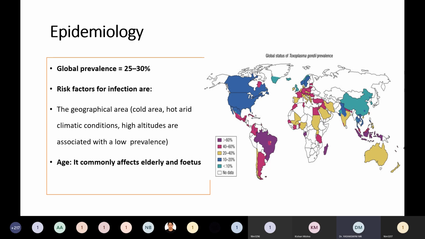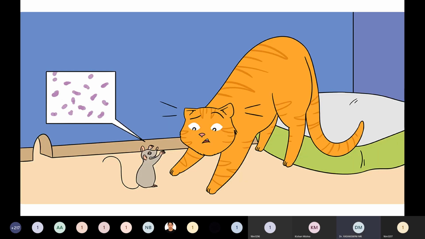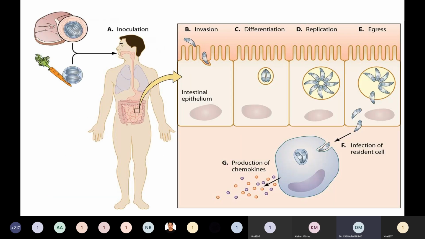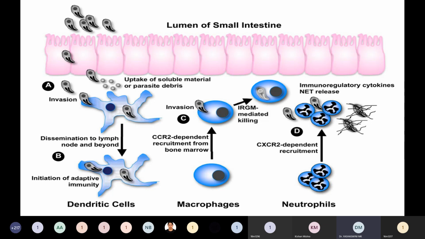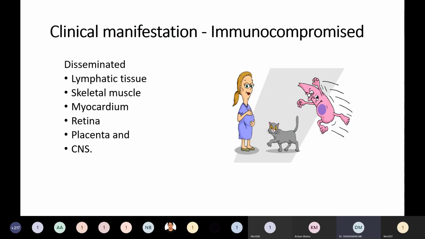So as you can see in the picture, the purple colored places have more prevalence, more than 60%, and in a few areas there is 40 to 60%, and in gray areas you have 20 to 40%. In dark blue areas, you have 10 to 20%, and less than 10% in the light blue area. So in India, you can see some areas have high prevalence and some have low prevalence also.